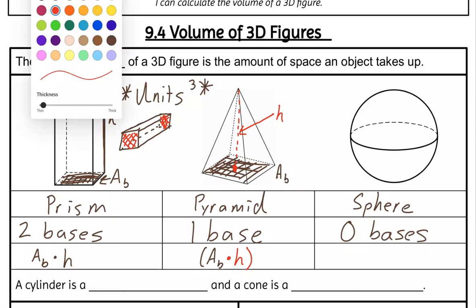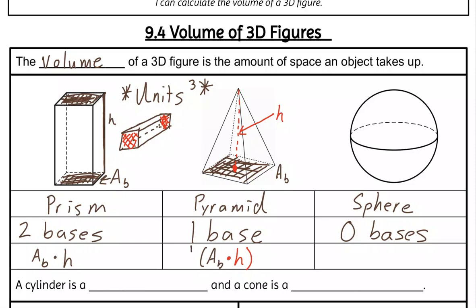But now, to get just the pyramid part, instead of finding a prism from this, we're going to multiply by 1/3 on the front. So my volume for a pyramid is 1/3 the area of the base times the height.